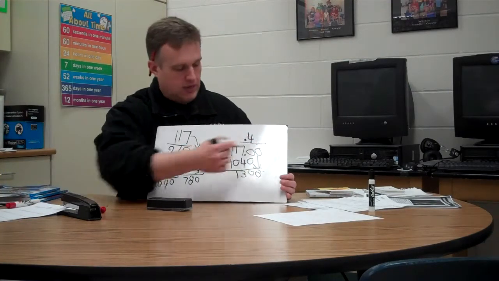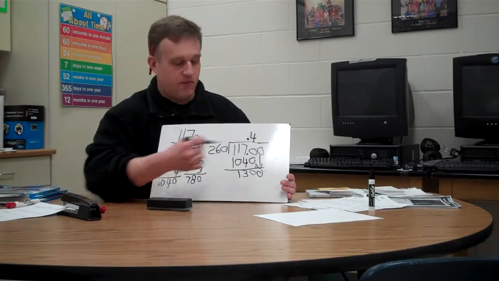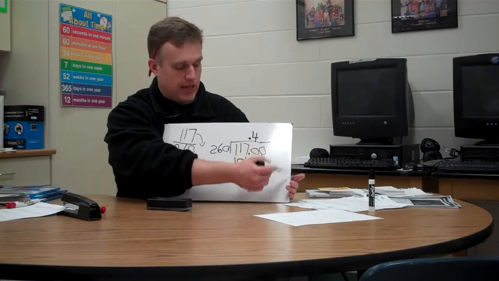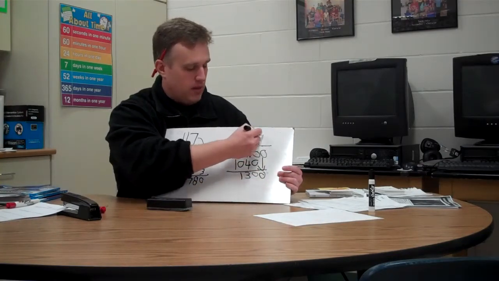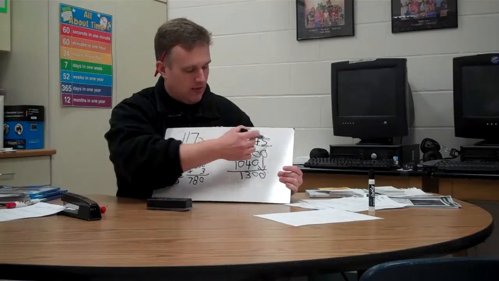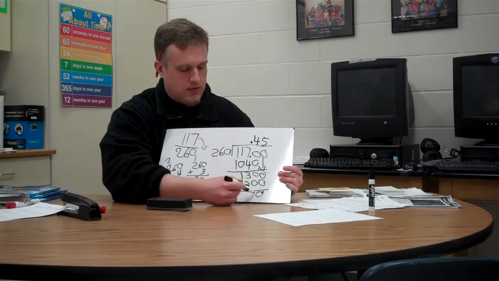And again, I just erased it, but 260 times 5 was exactly 1,300. That was the answer I did over here. I just erased it so it wouldn't get in the way of this problem. So I know that is 5. 5 times 260 is 1,300. And that gives me 0.